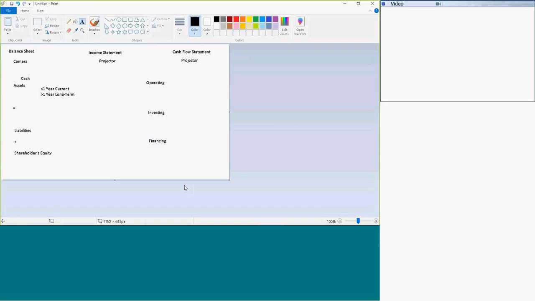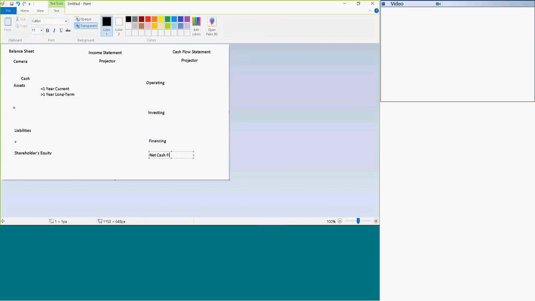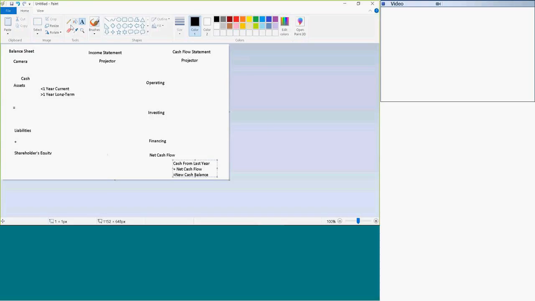When you add those three together, those become your net cash flow. And you take your cash from last year, add your net cash flow, and that equals your new cash balance. I will review the cash flow in a second, but here's where it gets interesting. The ending cash balance that you have on the cash flow statement has to match, I'm drawing an arrow here, the cash balance on the balance sheet. So that's how the cash flow statement and balance sheet interrelate with one another.